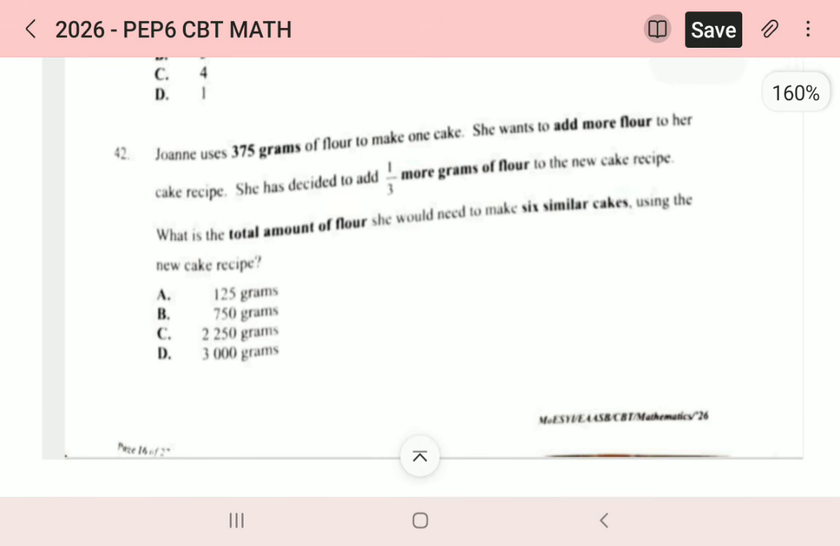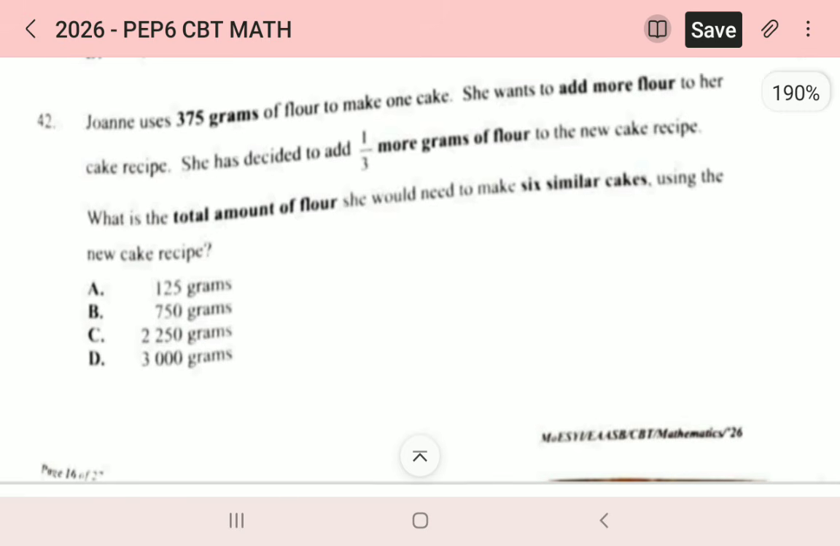42. Joanne uses 375 grams of flour to make 1 cake. She wants to add more flour to her cake recipe. She has decided to add another 1/3 of the flour to the new cake recipe. What is the total amount of flour she would need to make the 6 cakes?